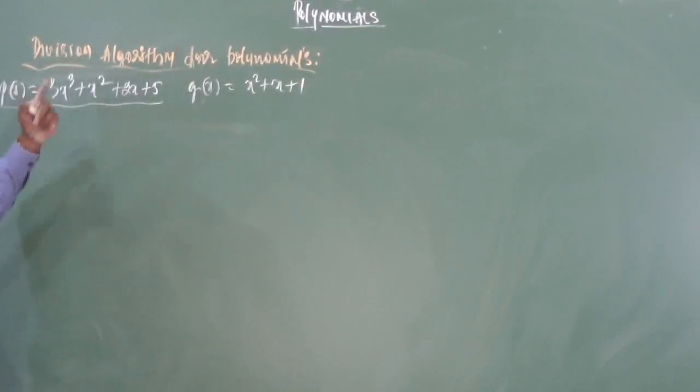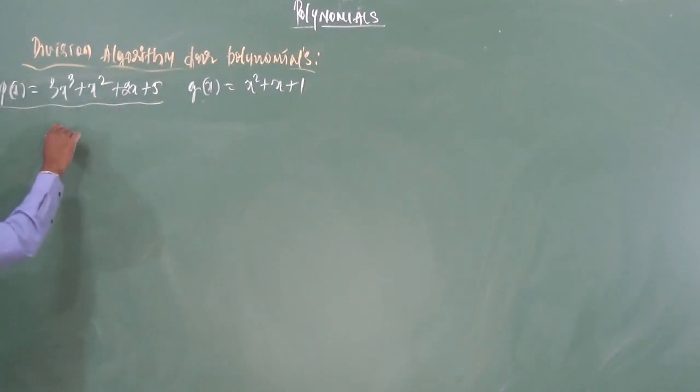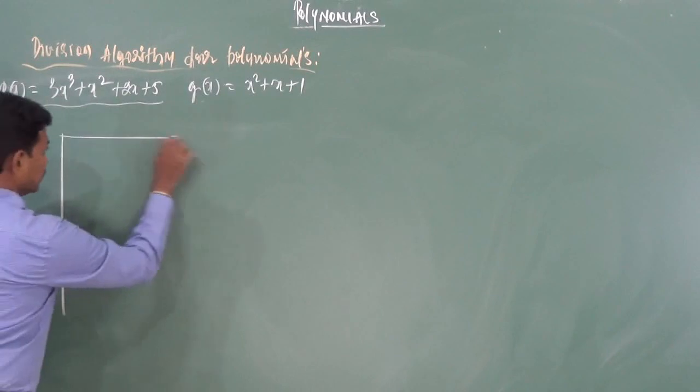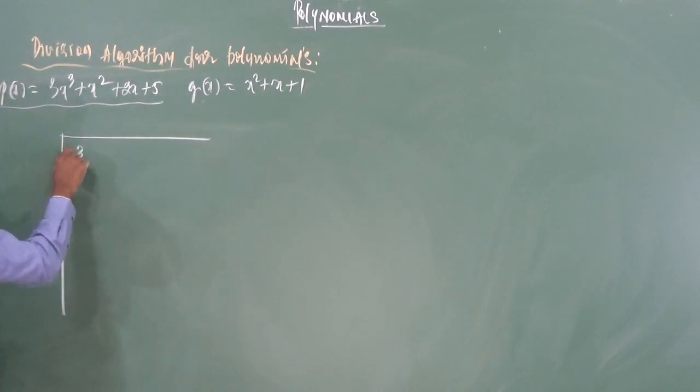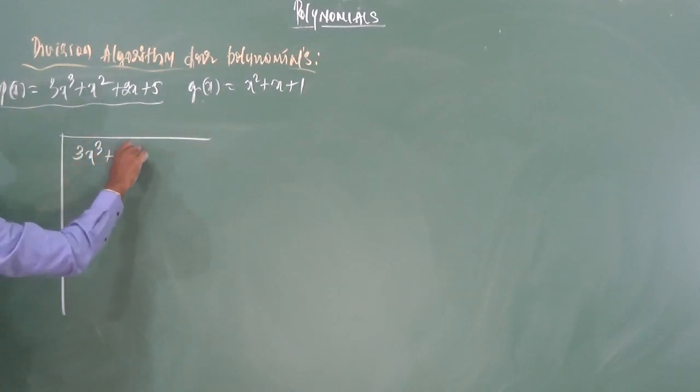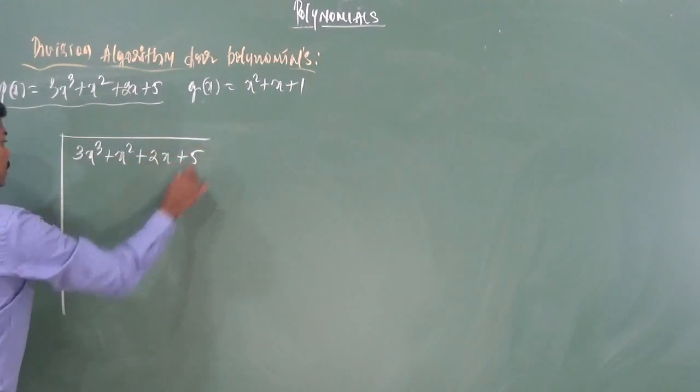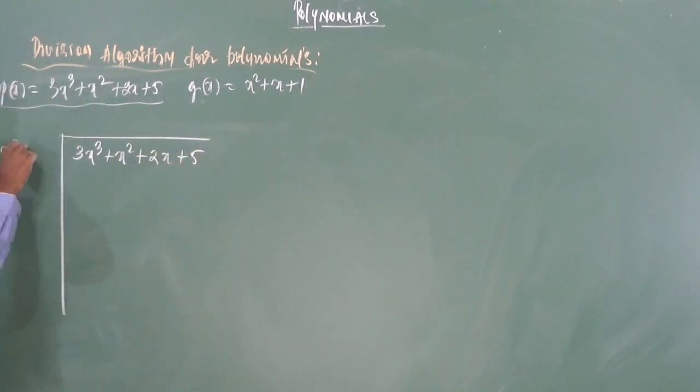Let us divide this by this and we will apply the division algorithm for polynomials. So let us start the process. 3x cube plus x square plus 2x plus 5 is the given polynomial. x square plus x plus 1 is the divisor.